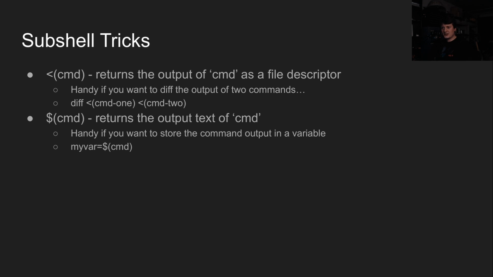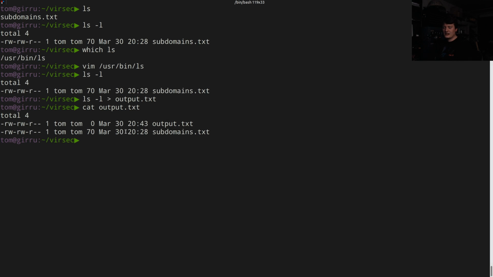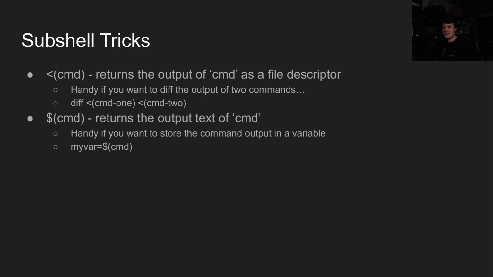There's also a couple of subshell tricks you can do. This first one, returning the output of a command as a file descriptor, can be quite useful. But this second one especially, returning the output text of a command, is incredibly useful. So earlier on, when I wanted to, for example, open the ls binary in Vim, I had just run which ls to get the location of that binary. And in this case, I used my mouse and I copied and pasted it. But just as an example, we can wrap this which ls in the dollar and the brackets to get the output text of it and pass it as the argument or the parameter to Vim and get exactly the same behavior. And if we press up once and see our history, it still looks like that, but that can be a really nice shortcut to use.